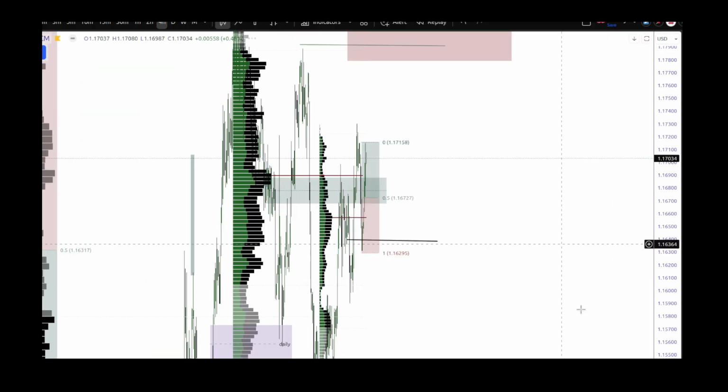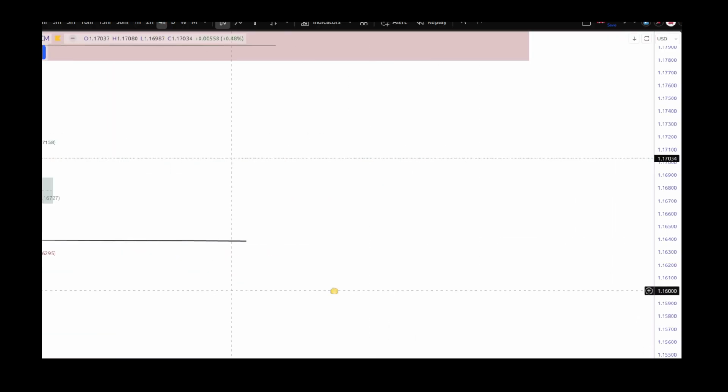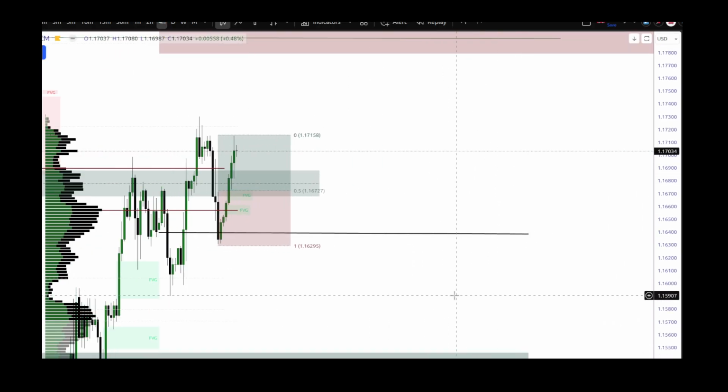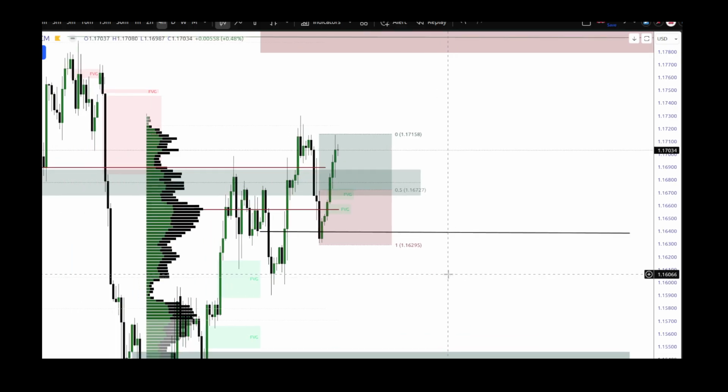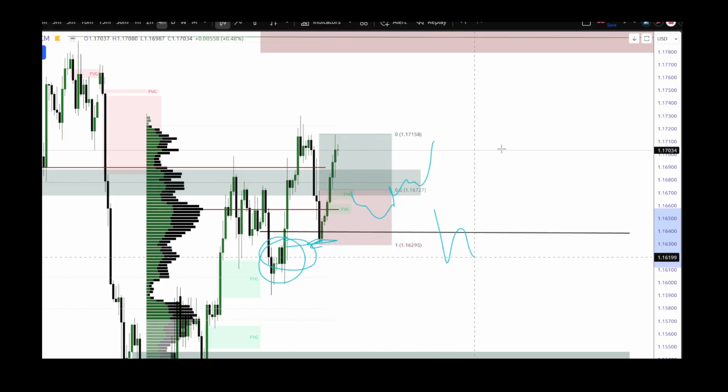Let me go to 4 hour actually. Yeah, pretty much the 0.5 zone to point of control, maybe some support, right? If not, this block would be interesting. This is kind of like a propulsion block. So yeah, take this low and then head higher would be nice as well.